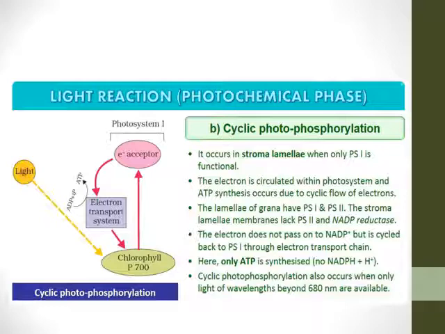So these are the two pathways by which ATP or NADPH is synthesized. One is non-cyclic, in which both systems are involved, and another is cyclic, in which only PS1 is involved. In non-cyclic, we have a synthesis of ATP and NADPH, whereas in the cyclic, there is only the synthesis of ATP and no synthesis of NADPH.